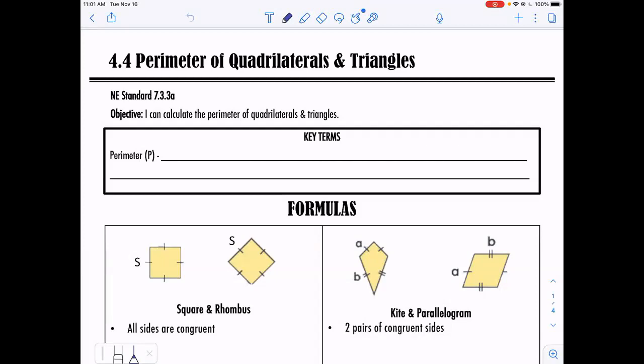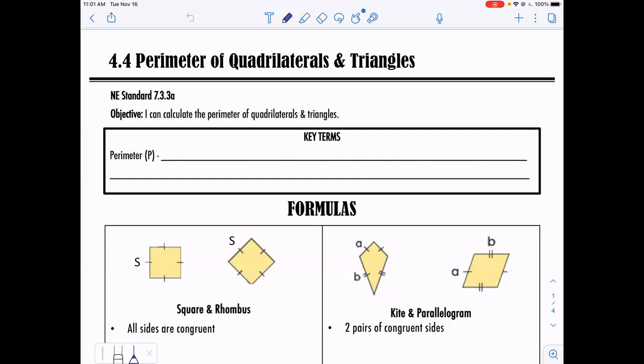All right, so 4.4, perimeter of quadrilaterals and triangles. What's our goal for today, people? Figure out what they are. Perimeter of quadrilaterals and triangles. I can calculate the perimeter of quadrilaterals and triangles. That would also be a good goal.